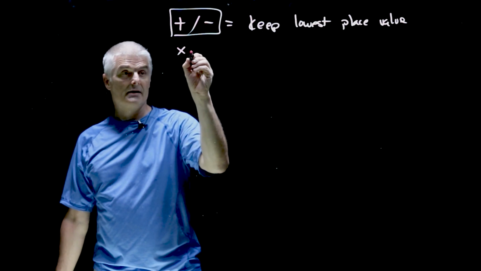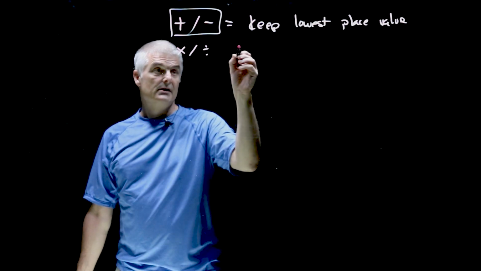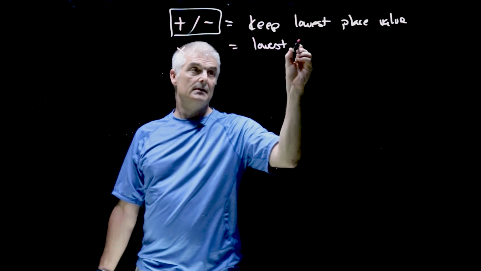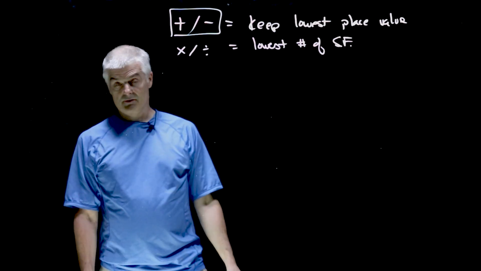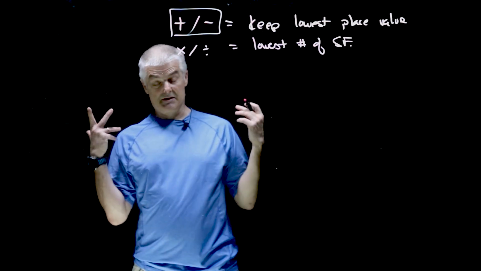And then if you've got multiplication or division, you keep the lowest number of significant figures. The only way to understand this is by doing some examples.